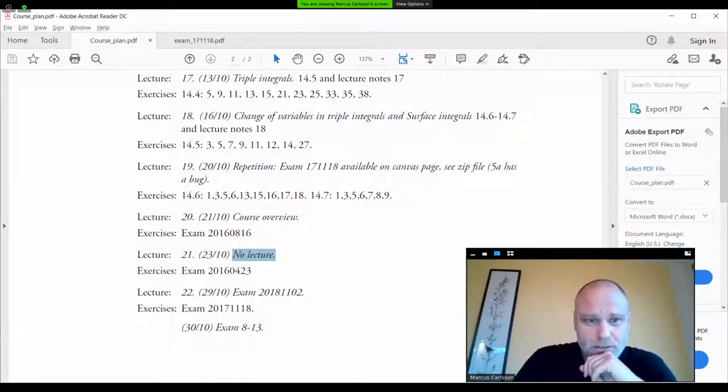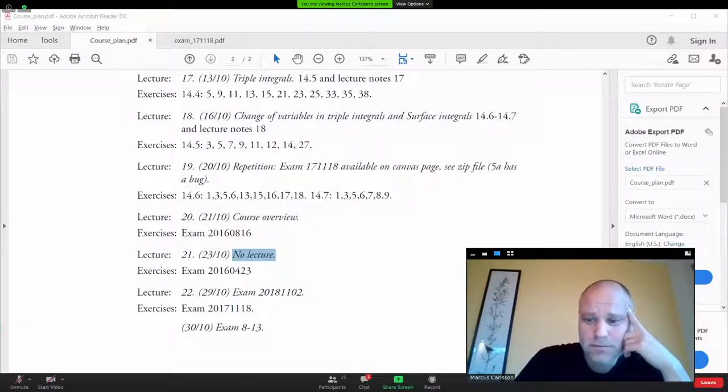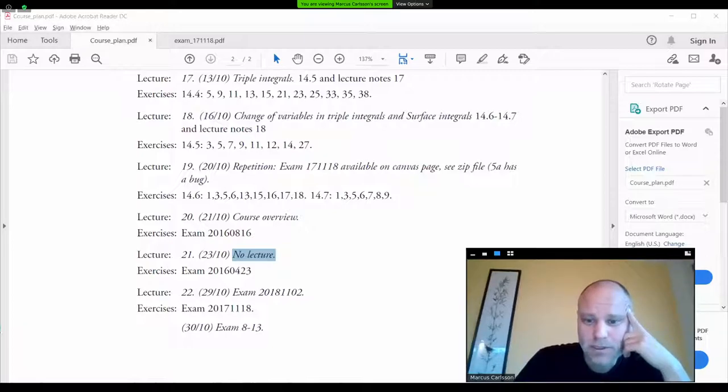Okay. Now let me see. Did I share so you can see? Do you see my file folder, or do you still see the course plan? Okay, yeah, so then I have to share like this instead. Screen, okay, share screen.